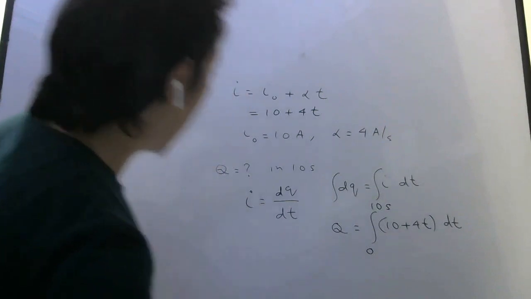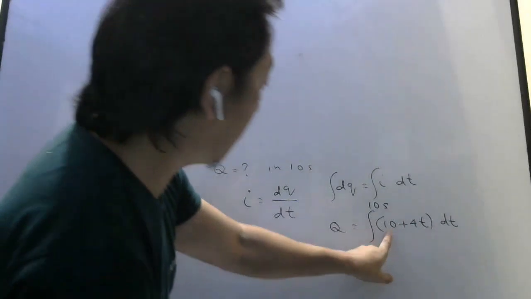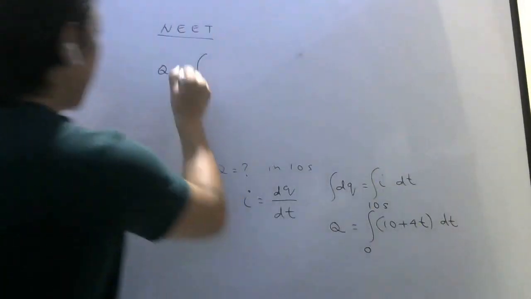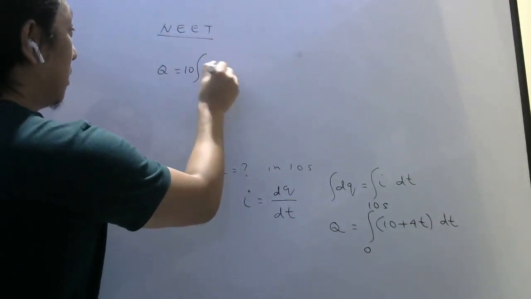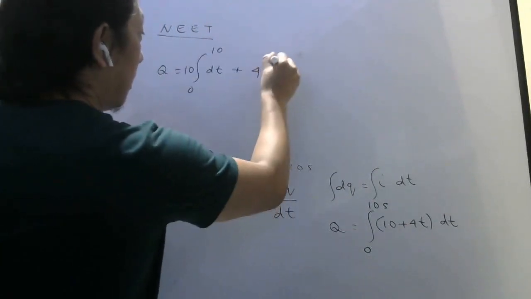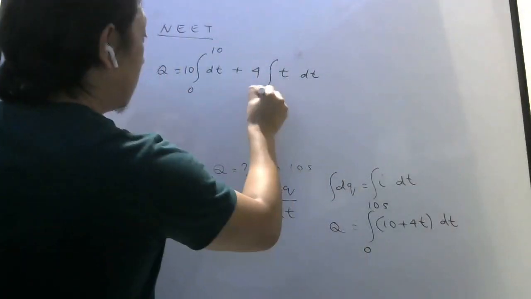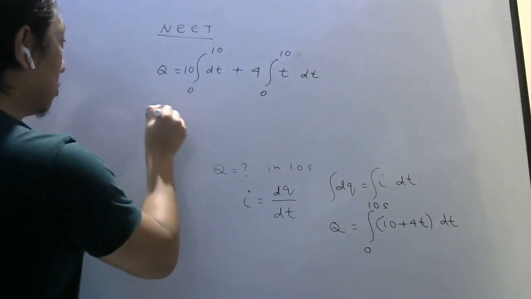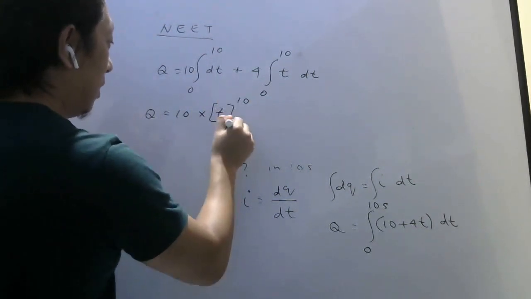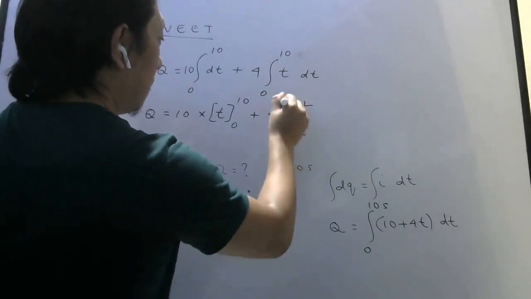Here you have to do integration of two terms. First, the integral of 10 dt. 10 is constant, you can take it outside, from 0 to 10. Plus 4 is constant, you can take it outside, times the integration of t dt. The integration of dt is t, upper limit 10, lower limit 0. The integration of t dt is t square by 2.